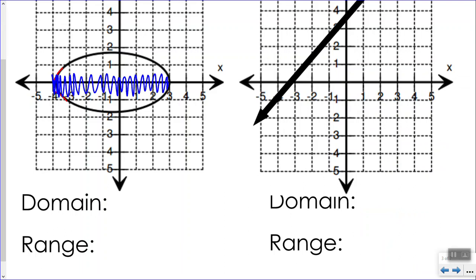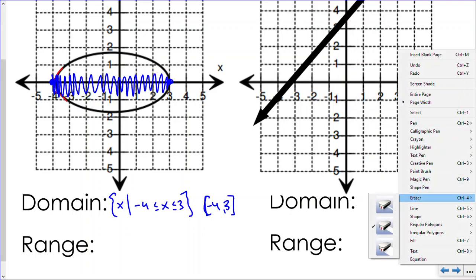So my domain, if I want to put it in set builder notation, is going to be the values of x, such that x lives between -4 and 3. And we use the inclusive inequalities there because we have points on either end of our ellipse that are included in that graph. If I wanted to write the interval notation, we would have a square bracket, we would have -4 and 3 with another square bracket.